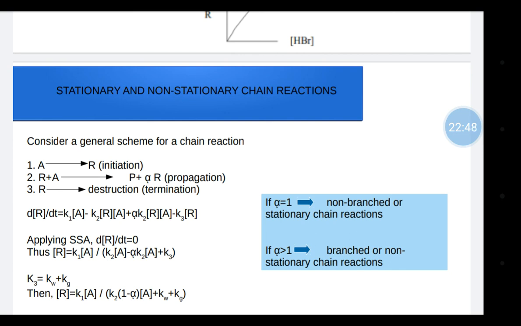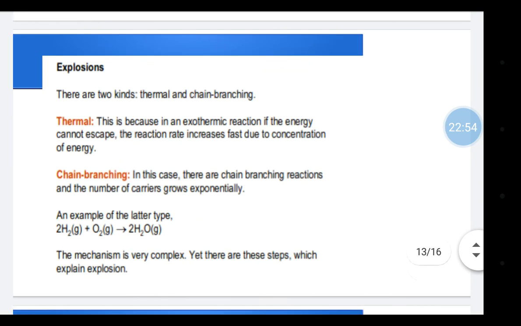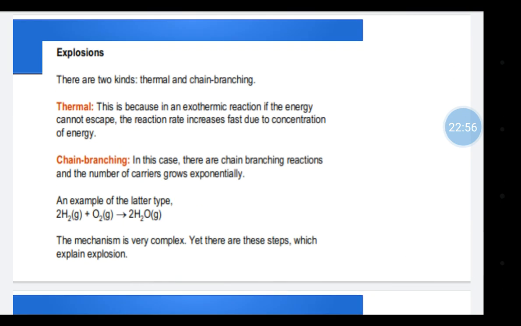Now, all the explosions may not be isothermal, some are thermal. We'll discuss them now. Explosions are of two kinds, thermal and isothermal. Isothermal explosions are otherwise termed chain branching explosions.